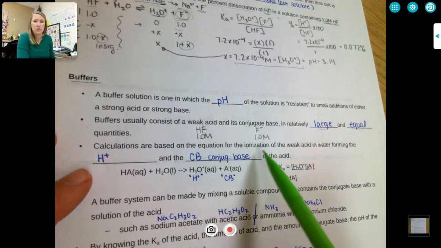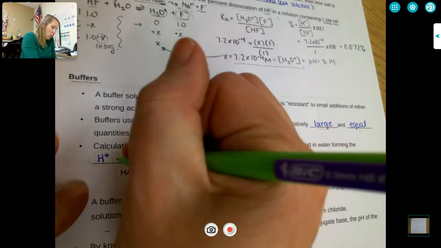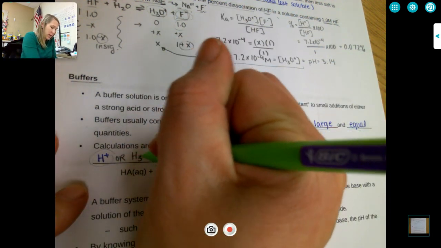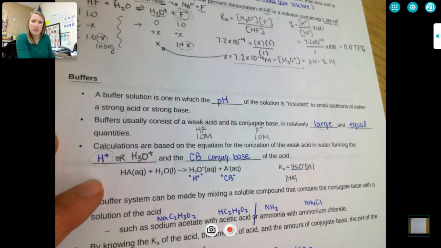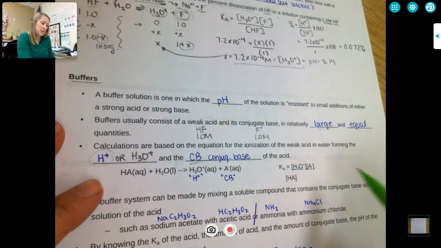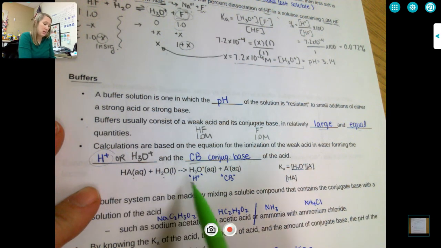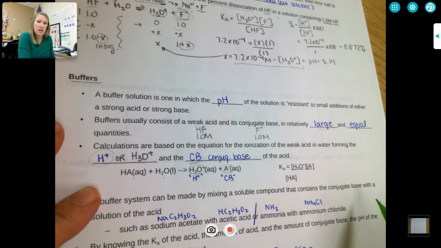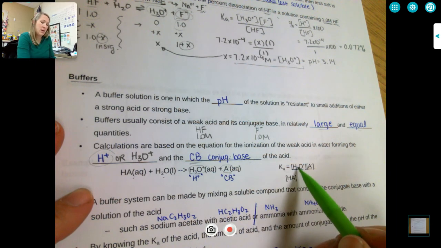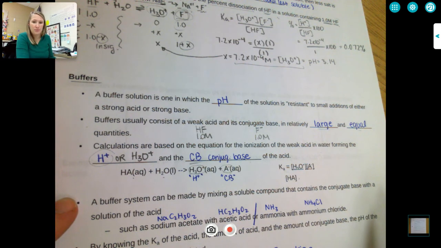Calculations are based on the equation for the ionization of the weak acid in water, which forms H plus, or we could say H3O plus. That would be fine, right? They're equal. And the CB, which is our conjugate base. So in generic terms, we would have our weak acid plus our water, which then makes our H3O plus and our conjugate base, our A minus. And our Ka for that would be hydrogen ions times the conjugate base over our weak acid. So, everything that we've been doing.